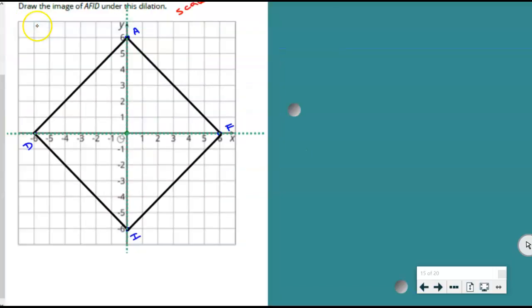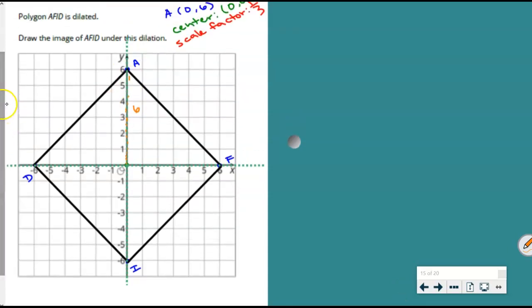And now that I've done that, where exactly is A? I know that A to the center has a distance of 6. But the scale factor is 1/3. So it's 6 times 1/3, Katie. 2. So that means what was 6 away is now going to be just 2 away. Here's what we did. In my calculator, I did 6 times the scale factor of 1/3, which is equal to 2. So how far away is that going to be now? 2 away from the center instead of 6 away. So right here, I'm going to label that A prime.